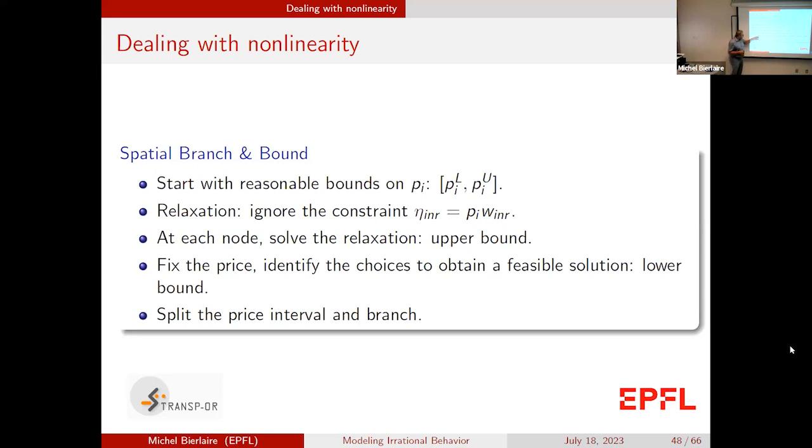So it means that by using the price, which is the solution of the relaxation, you can find a feasible solution because it's easy to find a chosen alternative. It's the largest utility. So it gives you a lower bound for free somehow. So this is the advantage here. You solve the relaxation, you get the upper bound, and you also get a lower bound, and then you split the price interval and you start again.